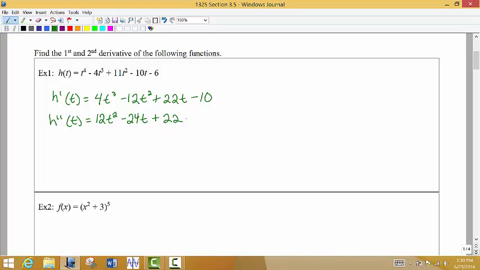Okay, so if you know how to take a derivative once, all the rules that we use to take a derivative once, we're going to apply them to take the derivative again. So this is what we call the second derivative.